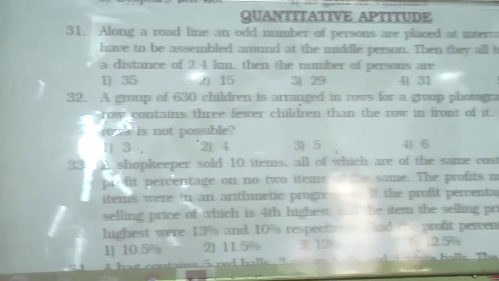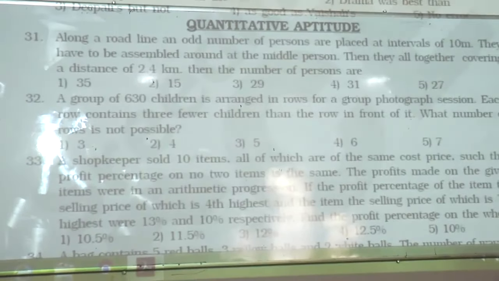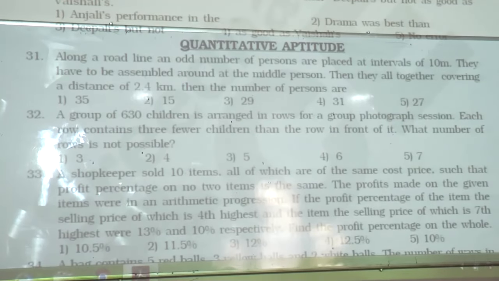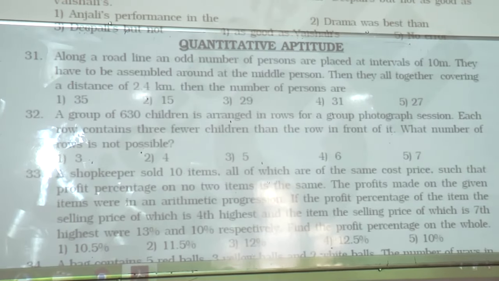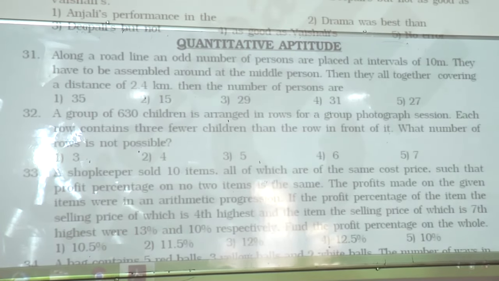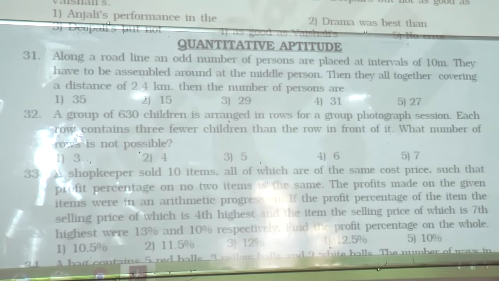Next, 32. A group of 630 children is arranged in rows for a group photograph session. Each row contains 3 fewer children than the row in front of it. What number of rows is not possible?